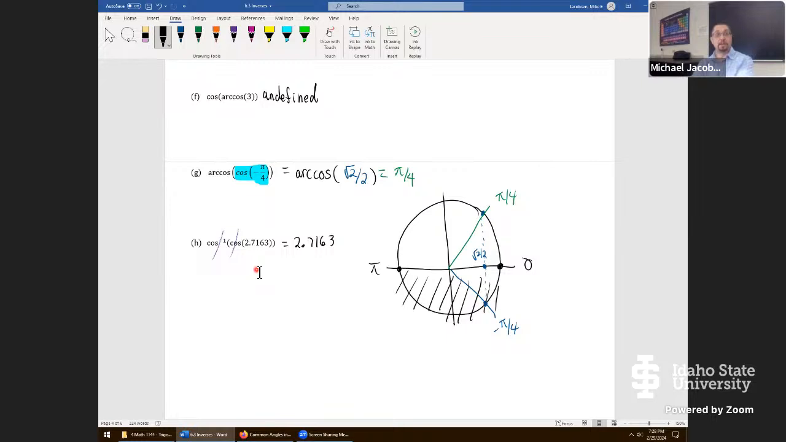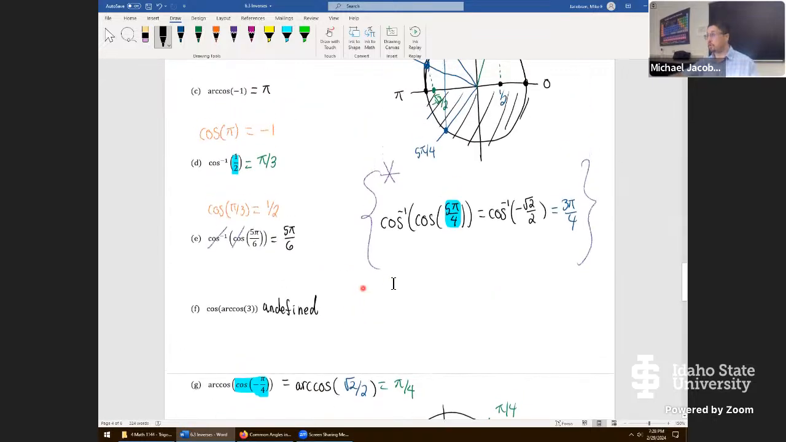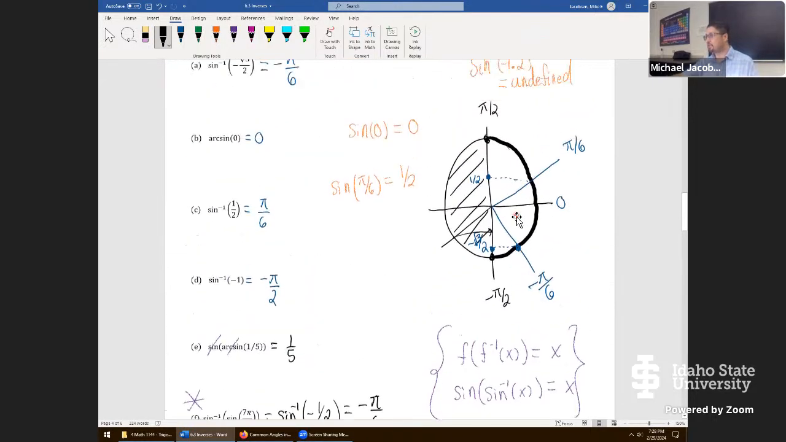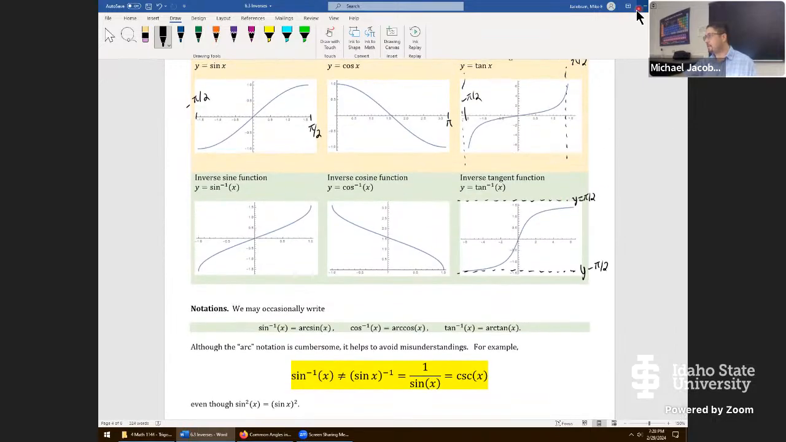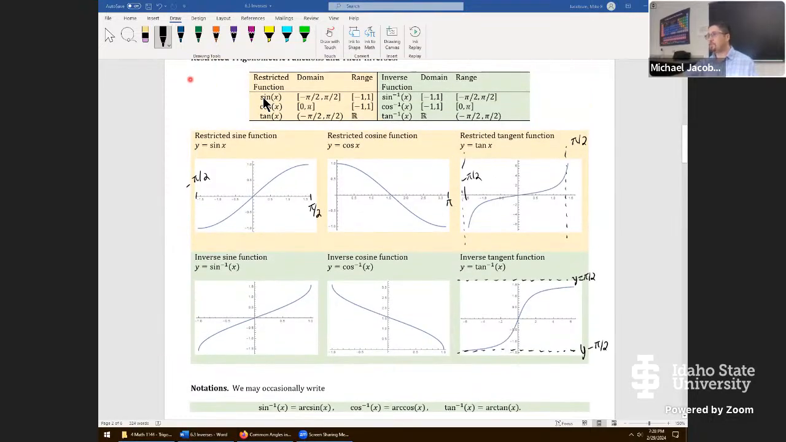Next up is tangent, but tangent has its own definite oddities. It feels very different than sine inverse and cosine inverse. And to see what's going on, let's look at this table once more. We'll put the participants over here to the left. And now we're studying tangent x. The domain is indicated as being negative pi over 2 to positive pi over 2.